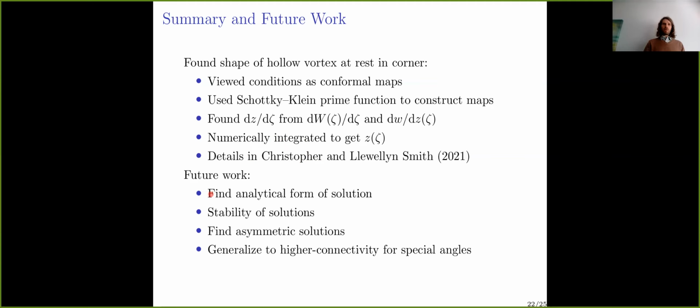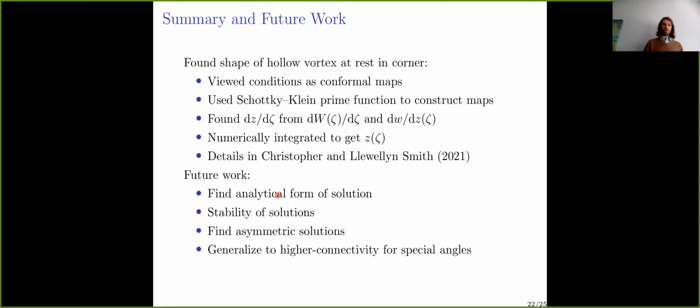A nice thing to do would be to find some sort of analytical or closed form of the solution, because it does get difficult numerically at certain points. It would be nice to have a closed form solution, and it's possible that it could be written down.